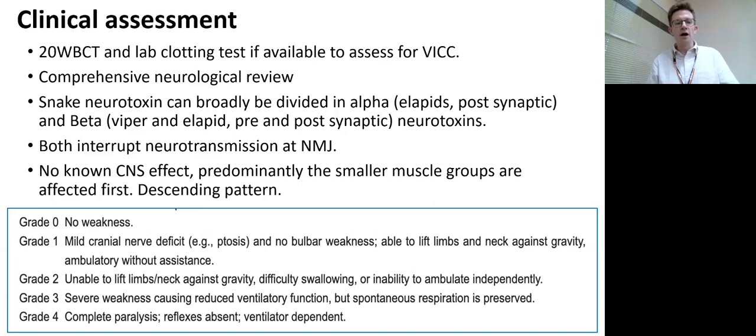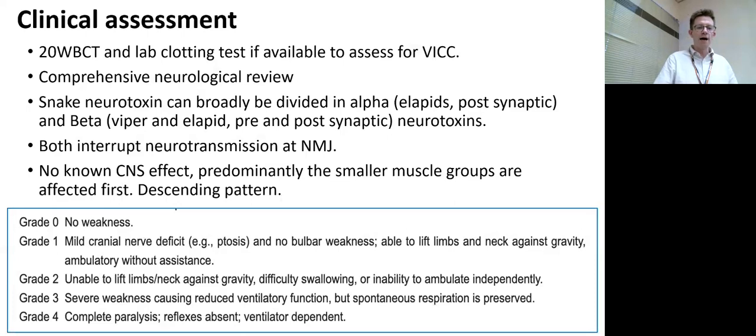So there has been a recent paper that tries to grade the neurotoxicity, and I think it's quite a good grading system. It's very similar to the previous grading system, but I think it has some useful points to it. So grade zero would suggest no weakness. Grade one would have mild cranial nerve deficit, for example, ptosis, but no bulbar weakness.